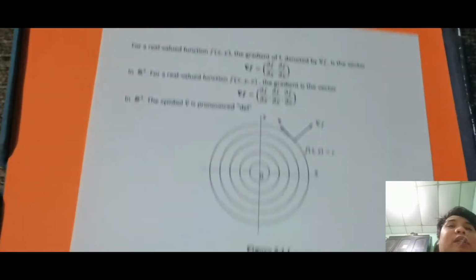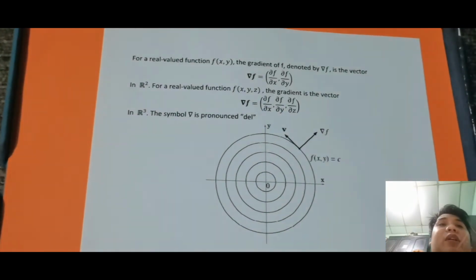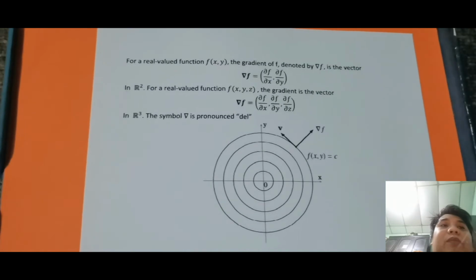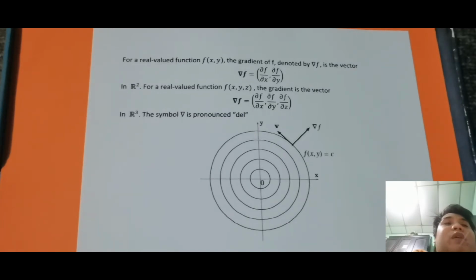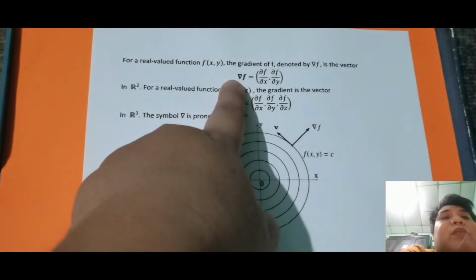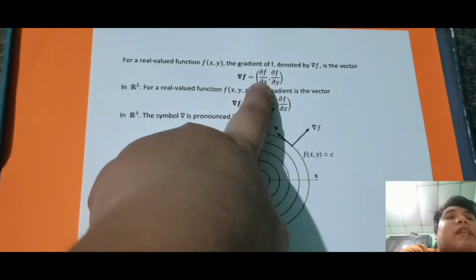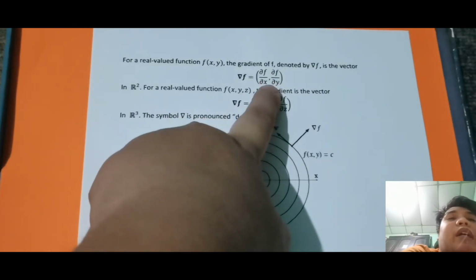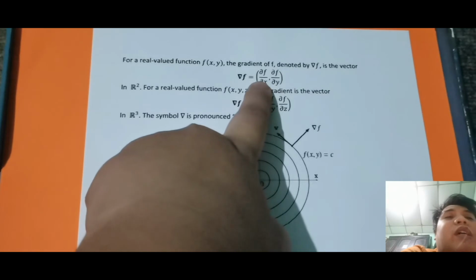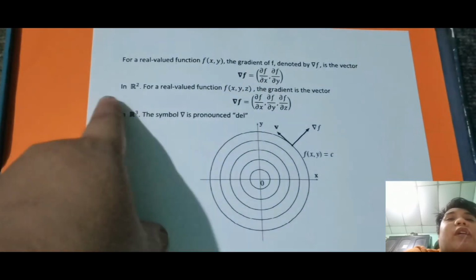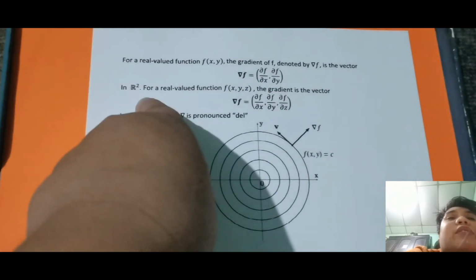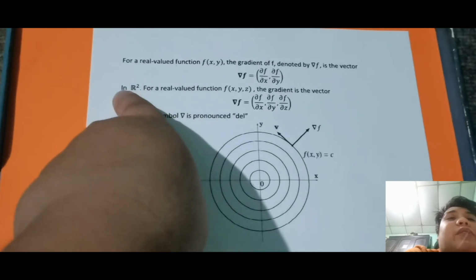Okay, so next is, for a real valued function f of x comma y, the gradient of f, denoted by del of f. So that symbol, the gradient of f, is the vector: partial of f with respect to x, comma, partial of f with respect to y. So at least if it has a partial derivative with respect to x and a partial derivative with respect to y, that is our gradient. So that is in R squared for a real valued function.